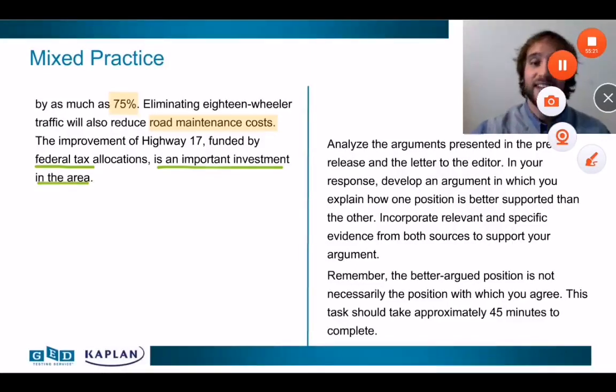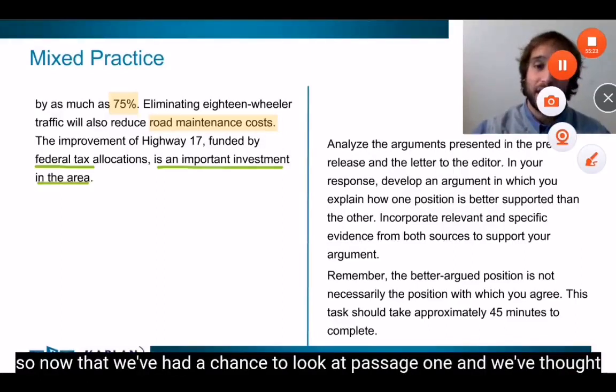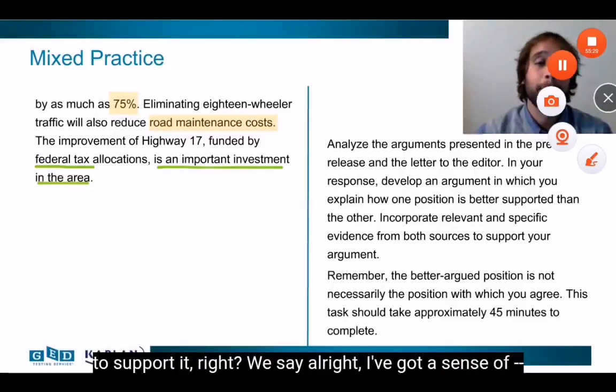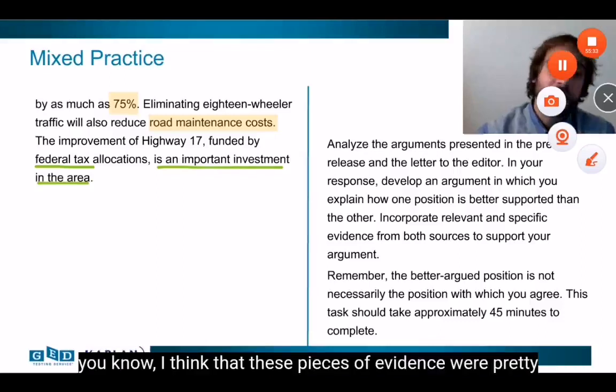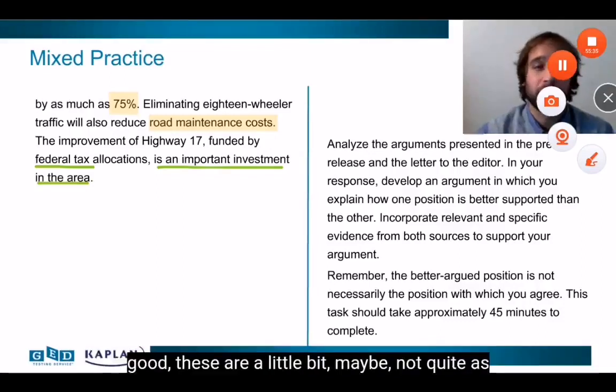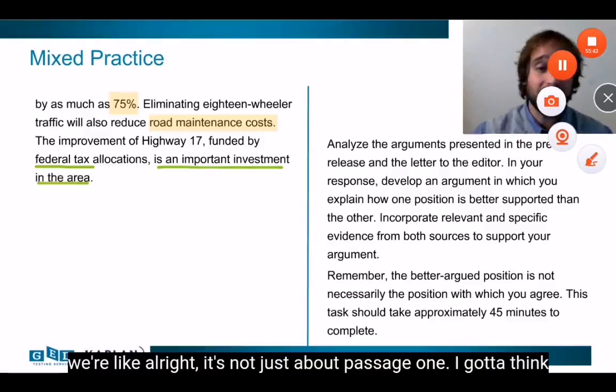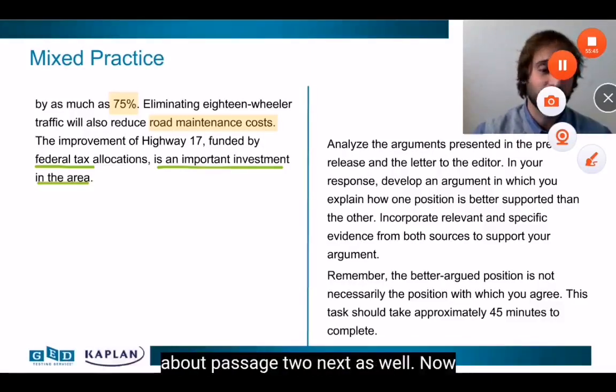All right. So now that we've had a chance to look at passage 1, and we've thought about what that person's claim is and what evidence she provides to support it, right? We say, all right, I've got a sense of, I think that these pieces of evidence were pretty good. These were a little bit, maybe not quite as great support as we're looking for here. But once we have that, we're like, all right, it's not just about passage 1. I got to think about passage 2 next as well.